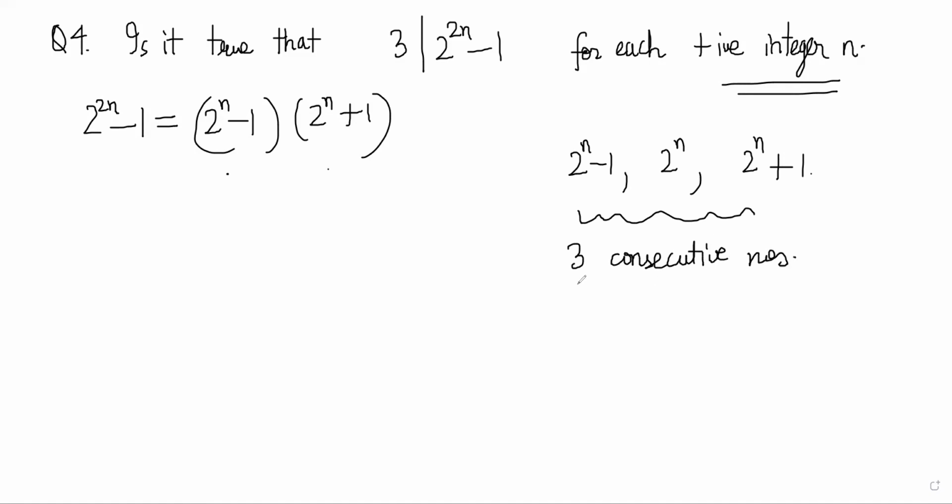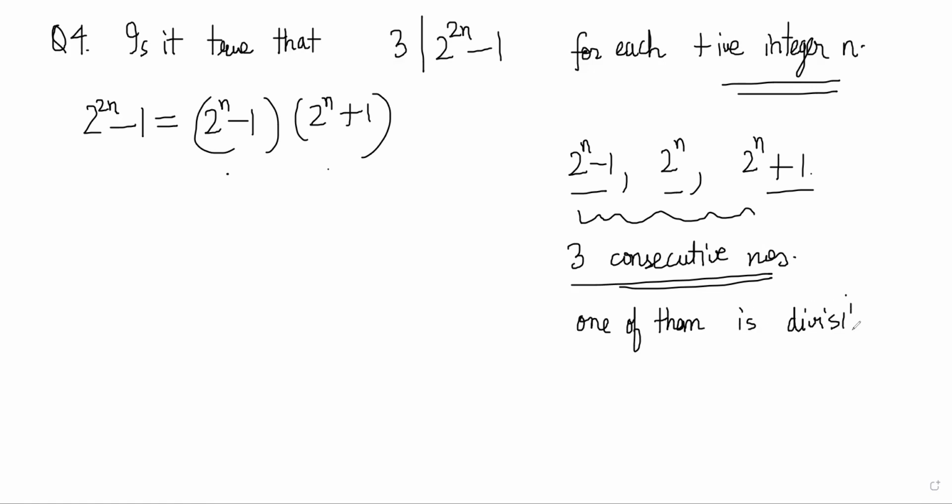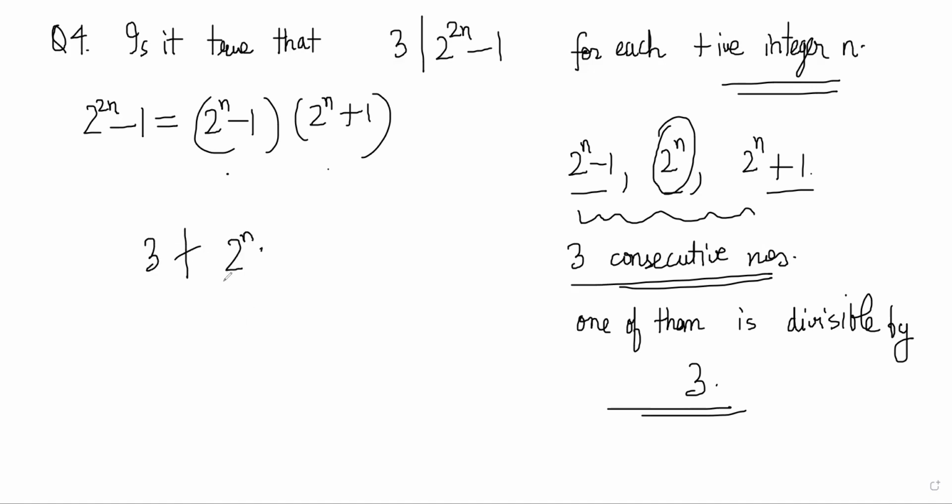Whenever you have p consecutive numbers, at least one of those numbers will be divisible by p, right? So if you have three consecutive numbers, one of them has to be divisible by 3, right? Now, if one of them is divisible by 3, then 3 does not divide 2 power n, because the only prime factor of 2 power n is 2.